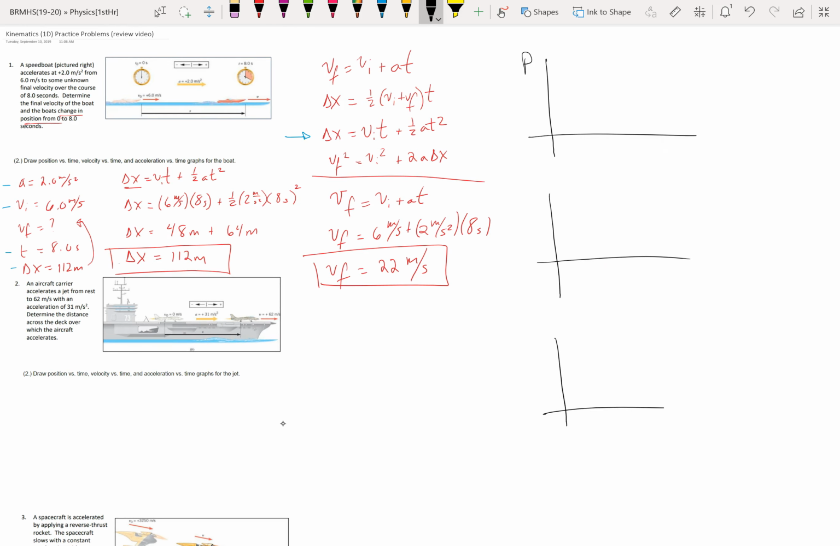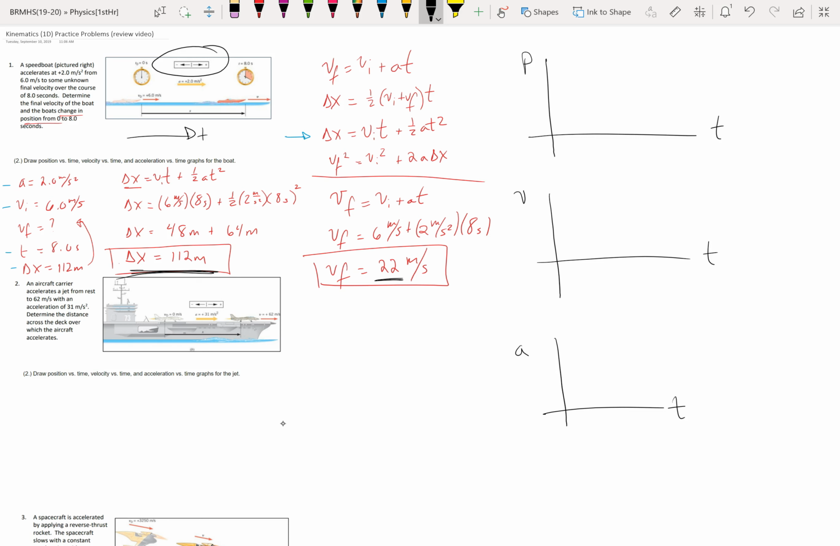So I'll call this position versus time, velocity versus time, acceleration versus time. And I'm going to call to the right the positive direction. That was already given in the picture. It starts off with a positive velocity. It increases its speed because it has an acceleration in the same direction, and it has a final velocity that's greater. It's good to check that. 22 is greater than the initial velocity of 6. That makes sense. It has a positive displacement. That makes sense. It's moving in the positive direction.